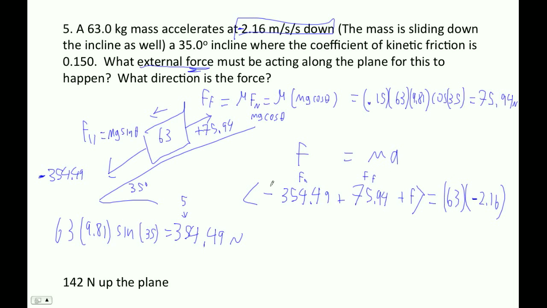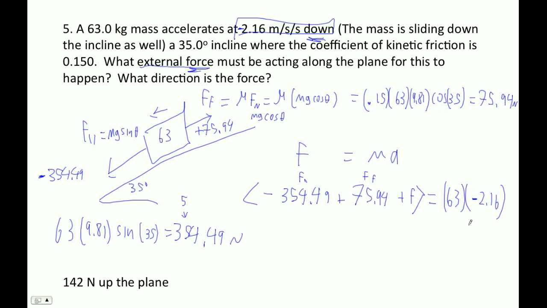Okay? Got to decide. Parallel force always down the plane. Friction depends. Which way is it sliding? If it's sliding up the plane, friction is down the plane. If it's sliding down the plane, friction is up the plane. Unknown force, always make them positive. Acceleration, if it's down the plane, make the acceleration negative, okay?